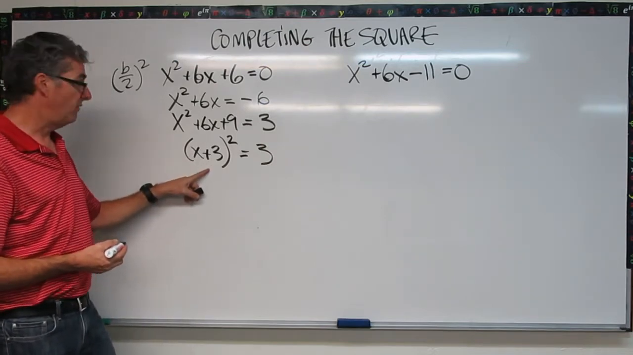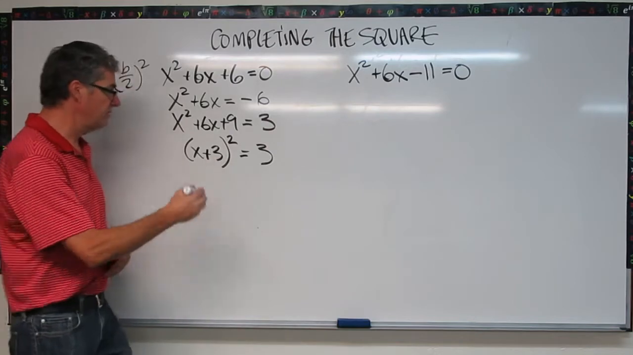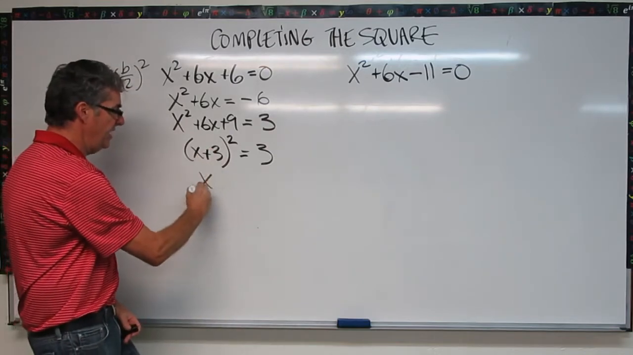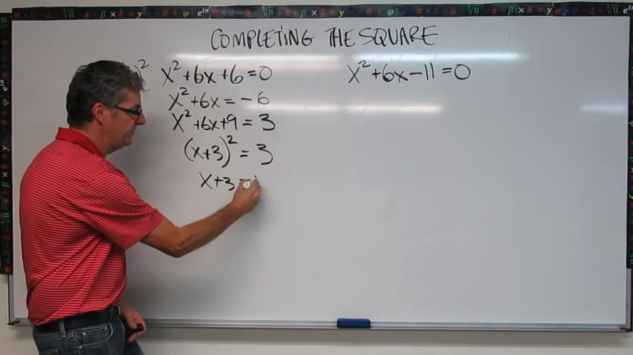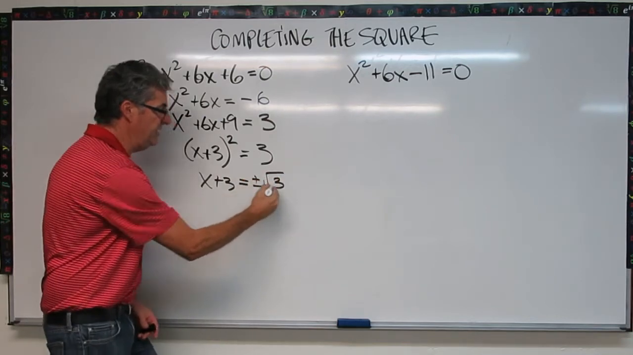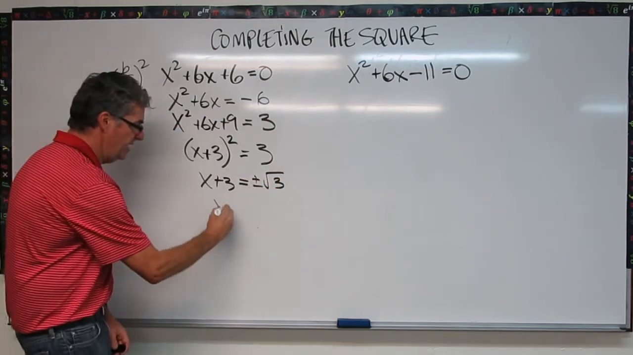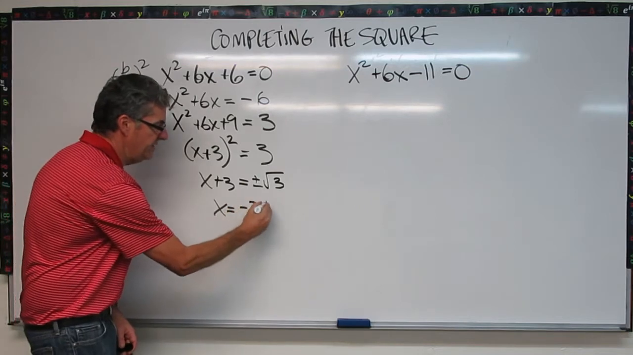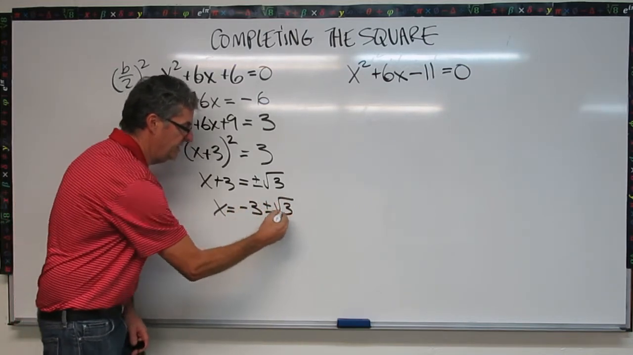Now we're going to solve. And we need to take our square root. So square root of both sides. X plus 3 equals plus minus root 3. Move the 3 over. X equals negative 3 plus minus root 3.